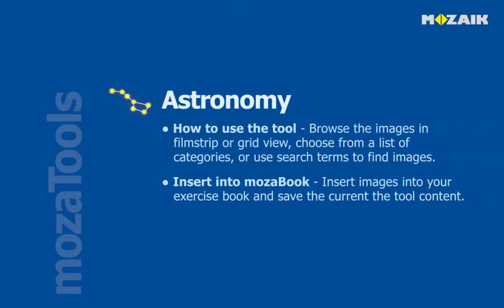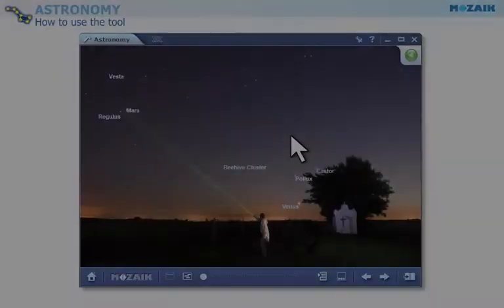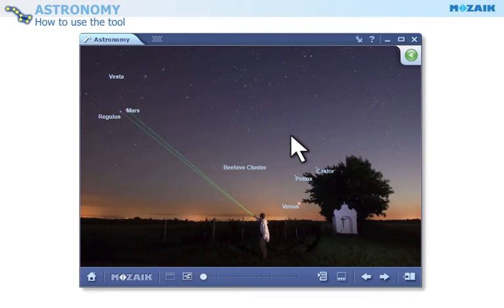Astronomy. How to use the tool. Browse the images in film strip or grid view, choose from a list of categories, or use search terms to find images. Insert into mozaBook. Insert images into your exercise book and save the current tool content. Let's find out how to use the Astronomy tool.